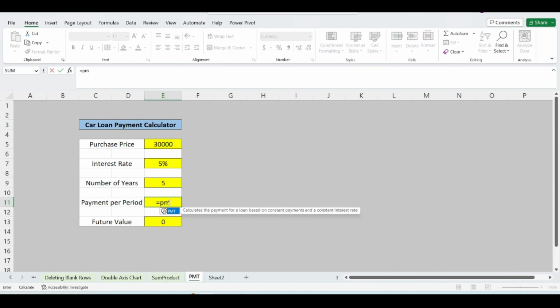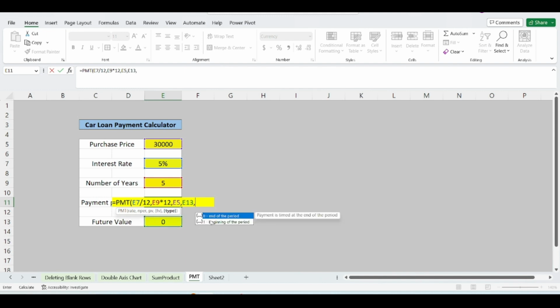And so we're going to use the equals PMT function to calculate our payment per period. The first entry is going to be our rate. So it's going to be the APR, but we're dividing by 12 because we pay our car every month, and normally interest is compounded monthly. And then we find the number of periods. It's going to be number of years times 12, because one for every month. And then our present value is going to be the amount we're financing, purchase price. And then future value is going to be zero because we're paying it off.